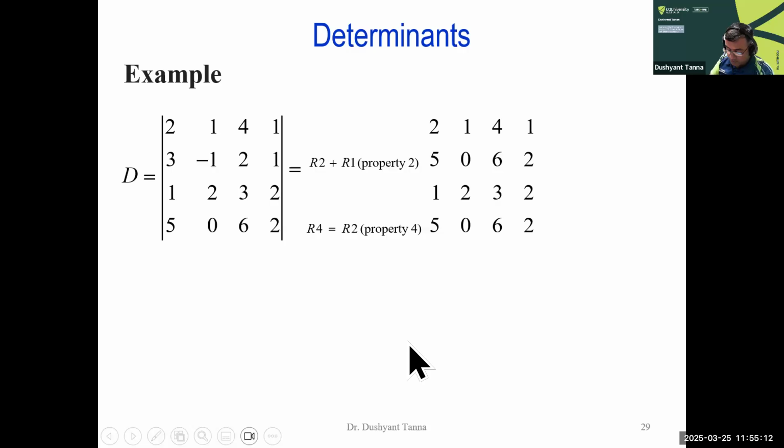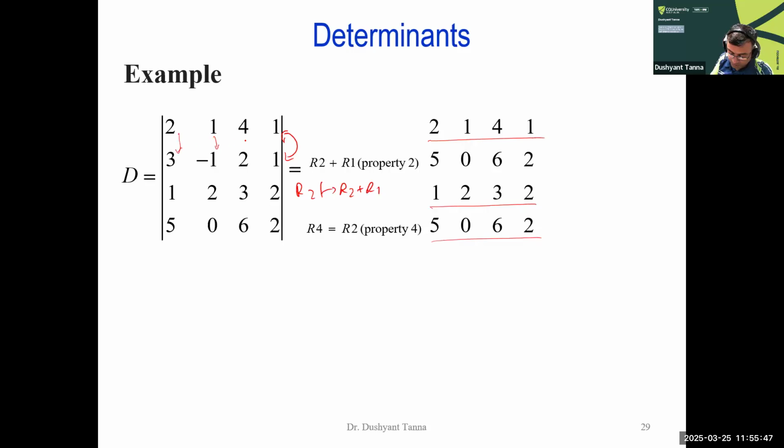Okay, now we go for one more. Say you got a determinant 2 1 4 1, 3 minus 1 2 1, 1 2 3 2, and this. If you realize that by adding, you'll achieve something, right? So I added this. Doesn't matter where you keep it, row 1, 2 doesn't matter. So what I have done, my row 2 is now row 2 plus row 1. So first row doesn't change, third row doesn't change, fourth row doesn't change, only this one.